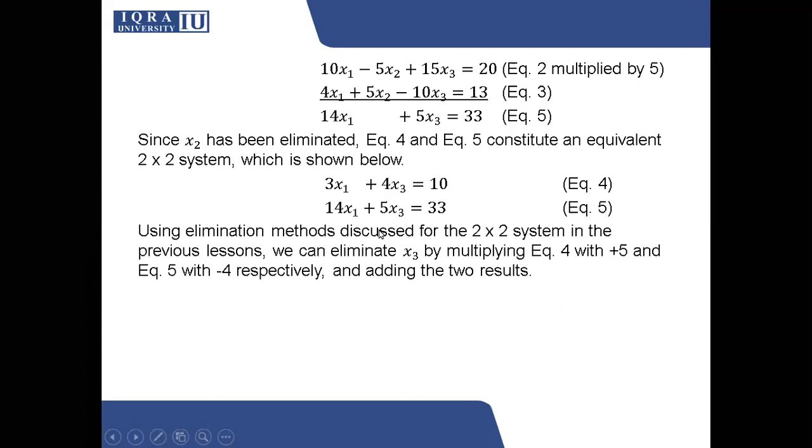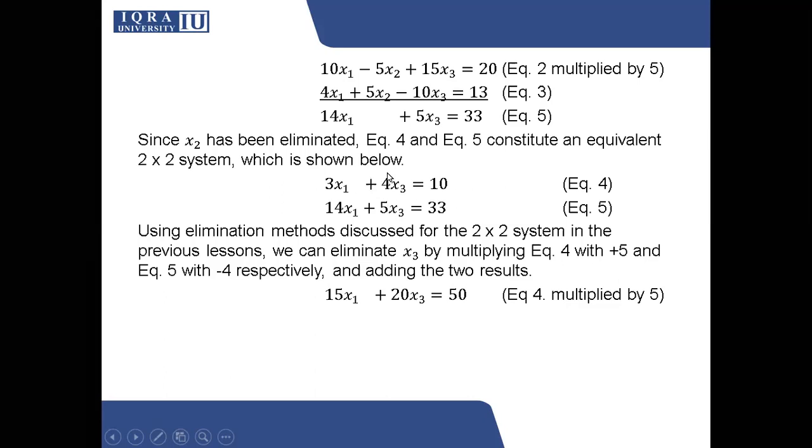So using elimination methods discussed above, we can eliminate x3. How can we eliminate x3? We'll multiply the above equation by the number plus 5 and multiply the below equation with the number minus 4, and we'll add the two results. What do we get?